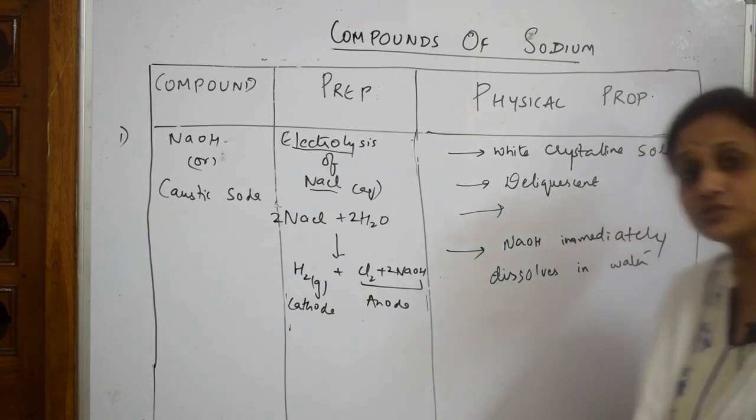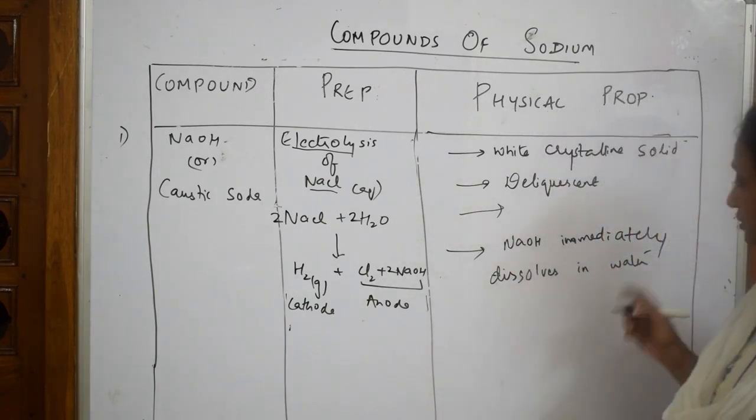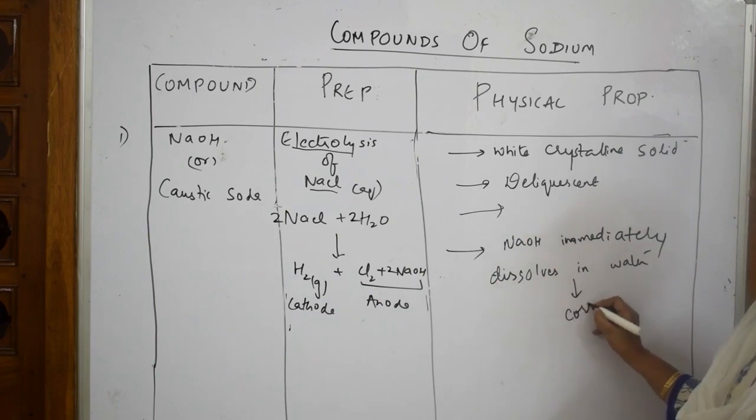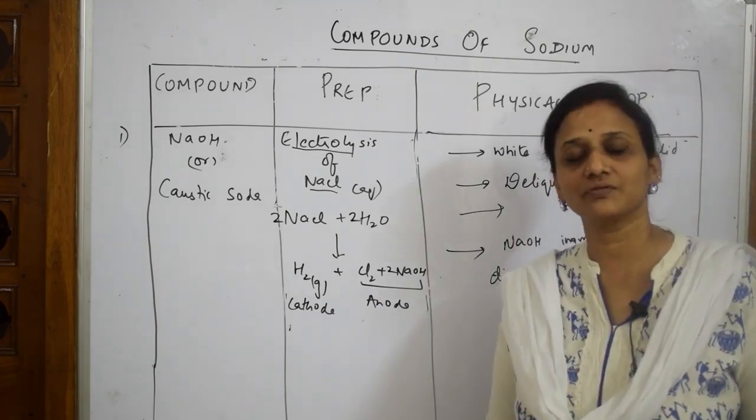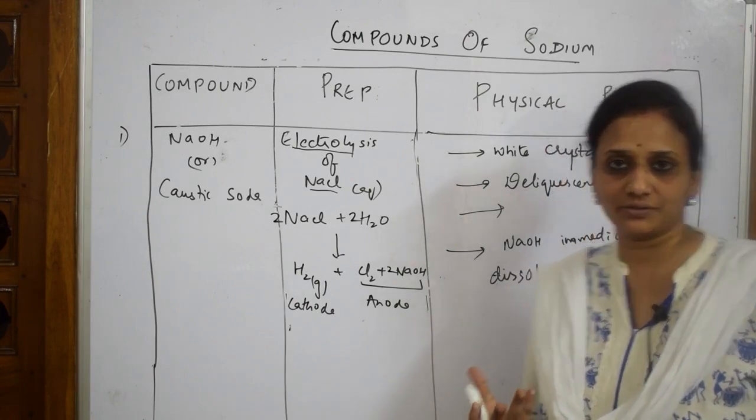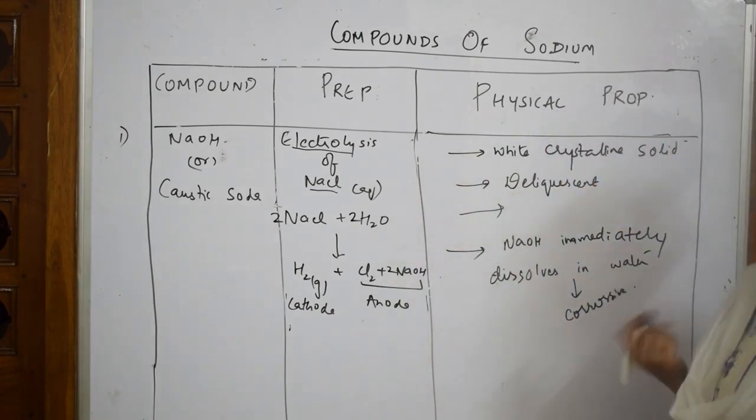So what solution does it form? It forms an alkaline solution. That alkaline solution, when you see, is very corrosive in nature, right? Corrosive means, I think, it will corrode, concentrated rather, right? So corrosive means eating up, correct?